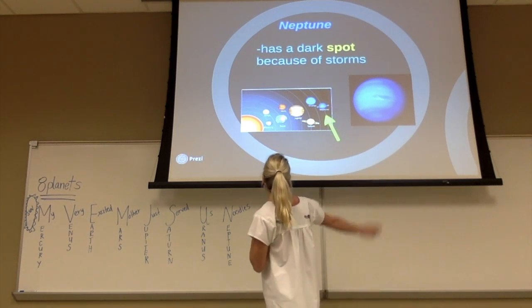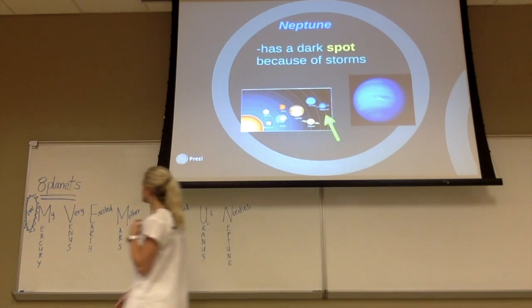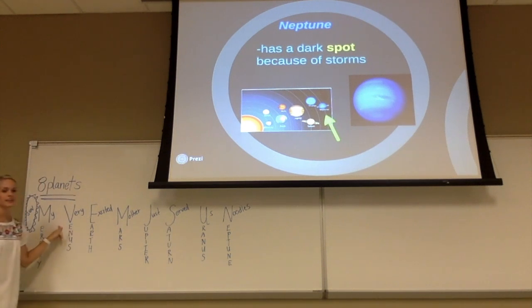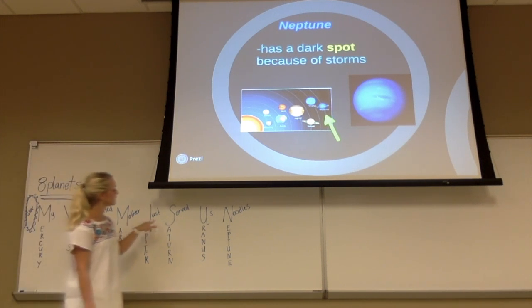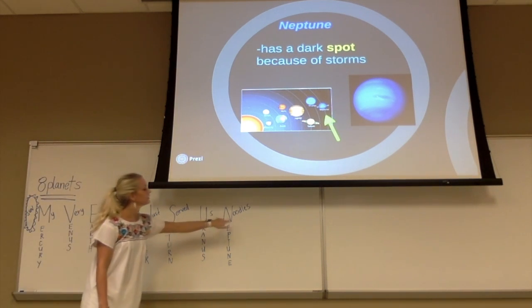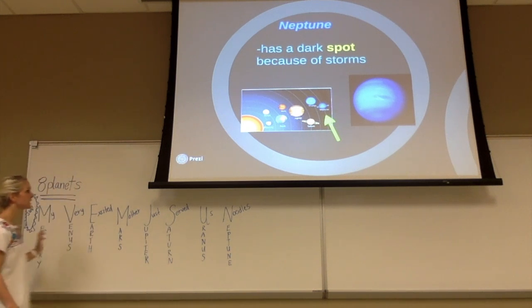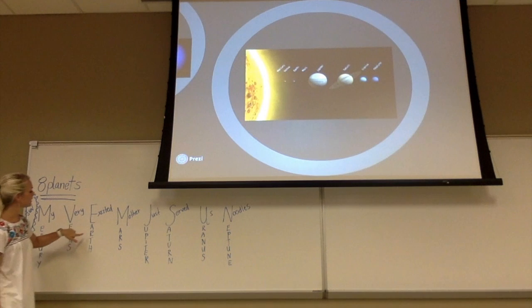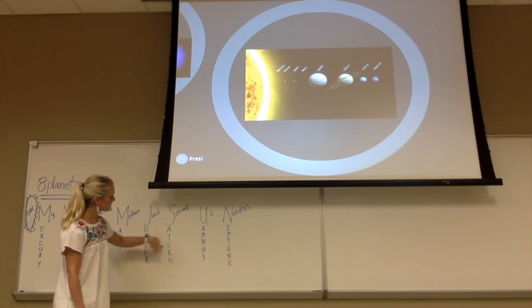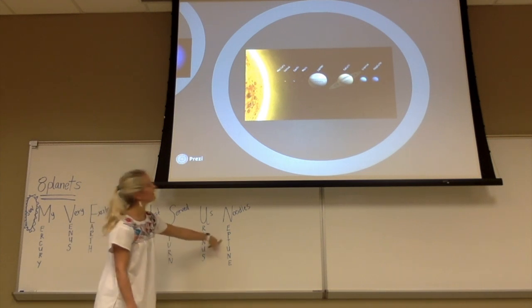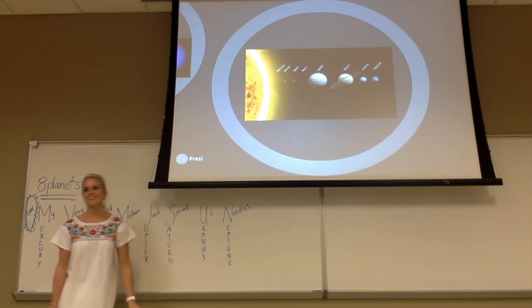It's the last one. All right, so let's go through this one more time. I want you to say the trick I taught you. Go. My very excited mother just served us noodles. Very good. Now let's name the planets in order. Mercury, Venus, Earth, Mars, Jupiter, Saturn, Uranus, Neptune. Good job, guys.